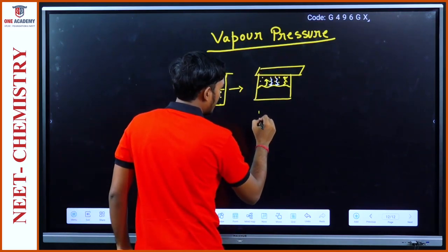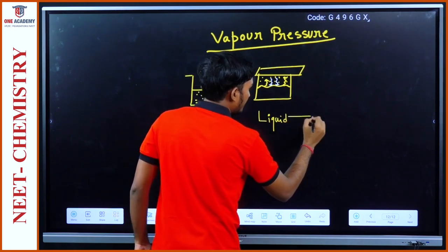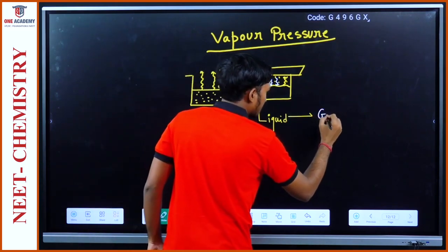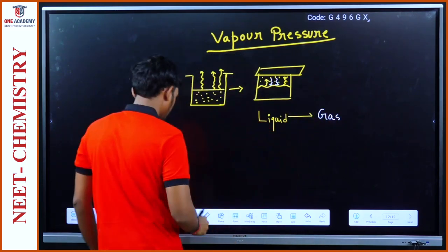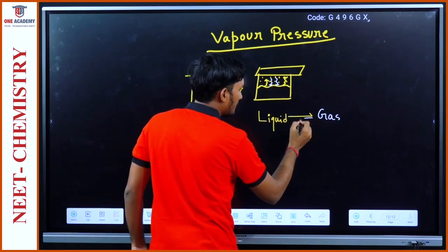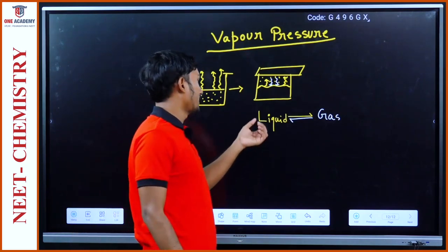First one is what? That is liquid, and it is going to what? It is going to gas. And in the second process, gas over here is coming out and condensing again to make the liquid.